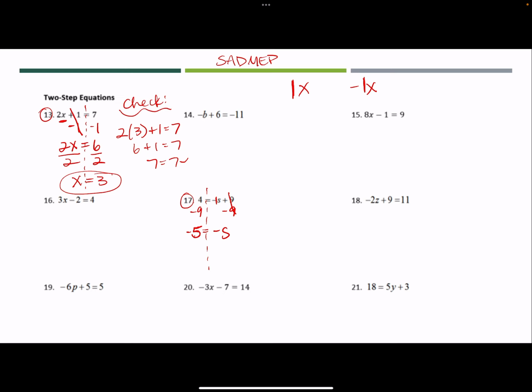And then it's really like a negative 1s, right? I want to get rid of that negative 1 because I want s by itself, not negative s. Divide both sides by negative 1. Negative 5 divided by negative 5 is positive 5. 5 is equal to s. So it doesn't matter if the variable is on the left or the right side. You're always going to follow this same process. Okay?